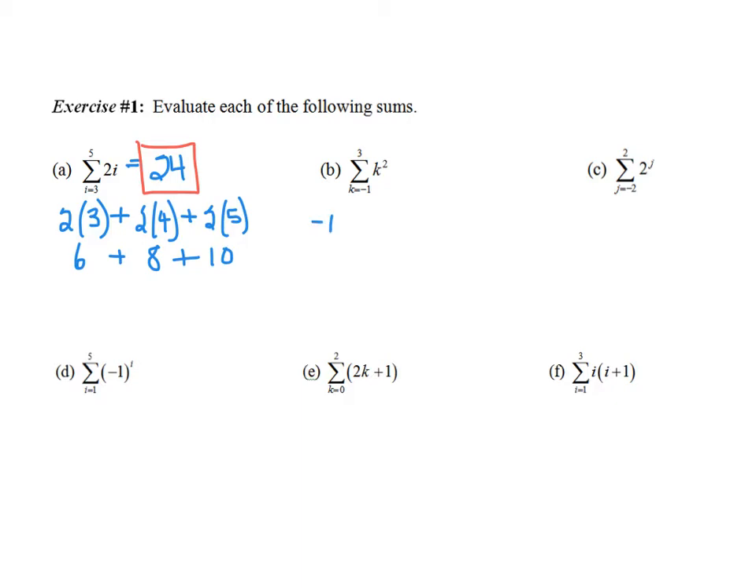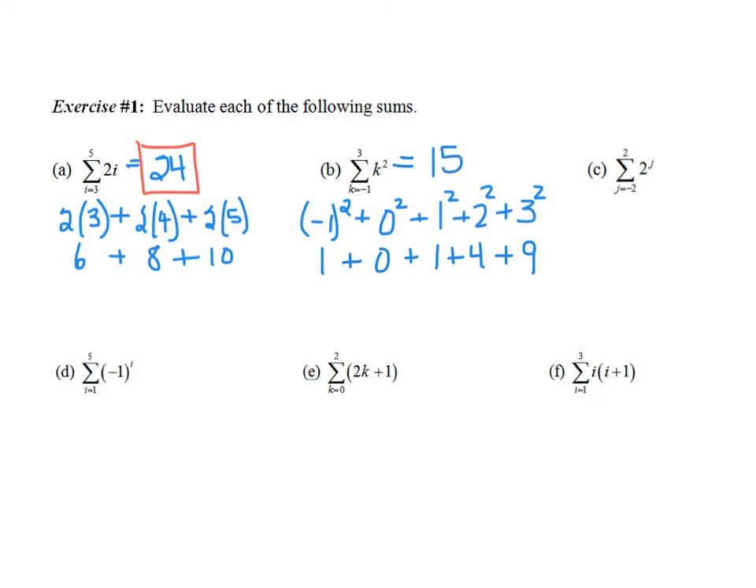So I'm going to say the first value of K is -1. Let's square that. The second value of K, count up, and I get 0 squared, then 1 squared, then 2 squared, then 3 squared. I know to stop at the number 3 because the upper limit is 3 right here on top of the sigma sign. Evaluate each of these, so I've got 1 plus 0 plus 1 plus 4 plus 9. And when I add all of these together, my total is equal to 15. So the summation of the terms K squared from K equals -1 to 3 is 15.